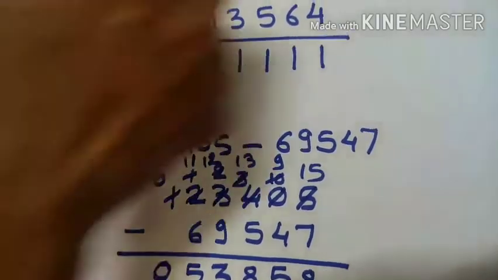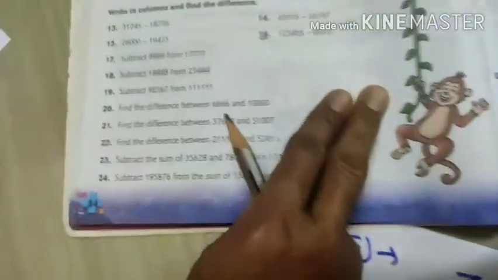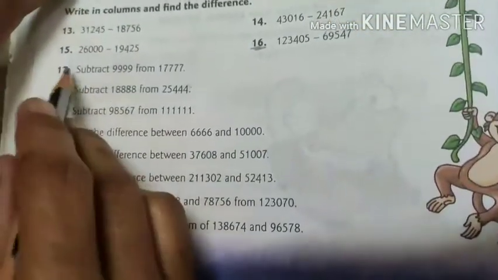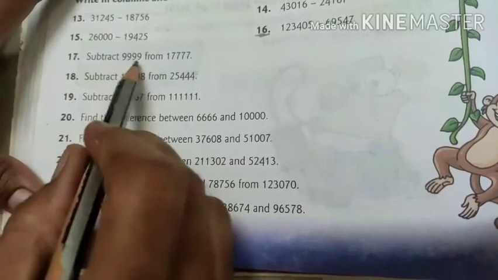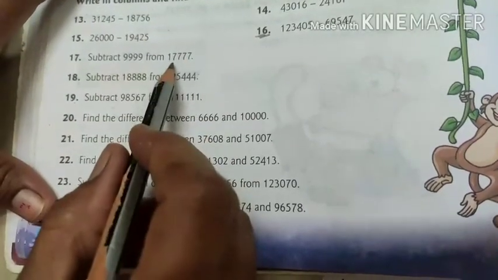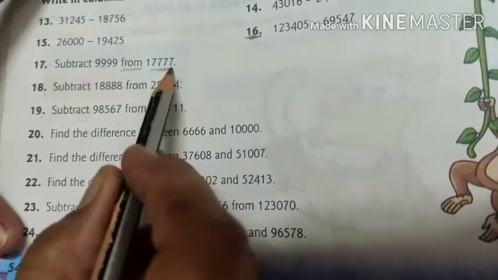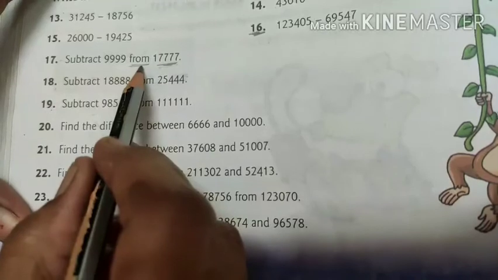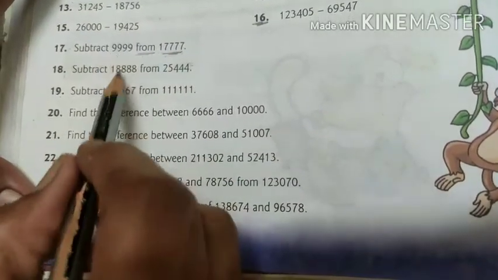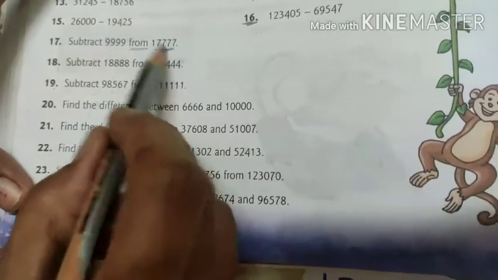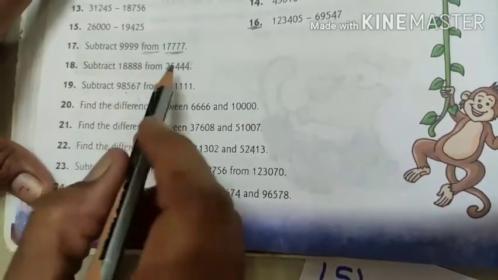So the next question in textbook. Here 17, 18 and 19, these three questions are all the same. Subtract one number from another number. Whatever number is given after "from", that is your bigger number. So always, the number given after "from" you have to write up, and then write the first number down. This minus this, this minus this way. So I am solving one question, that is 18.